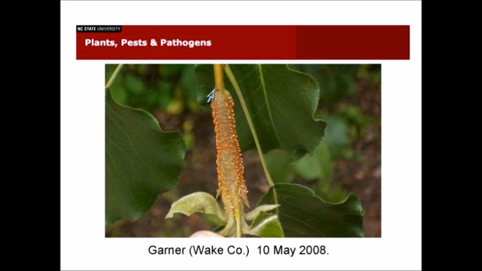Now, this is like cedar apple rust in the sense that it goes back and forth between a juniper host, such as red cedar, and a rosaceous host. This fungus will also infect hawthorn, quince, of course according to the name, and in some cases apple. It affects the fruit of the apple, not the leaves, so there it's different from cedar apple rust.